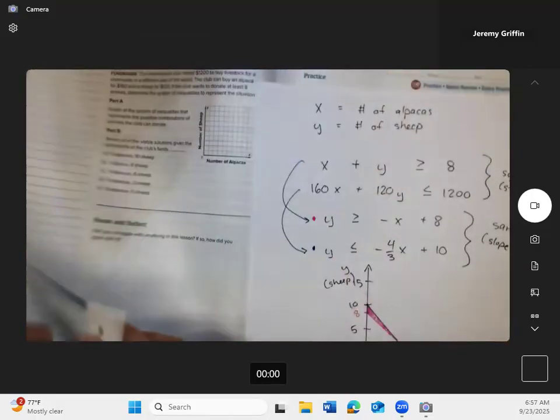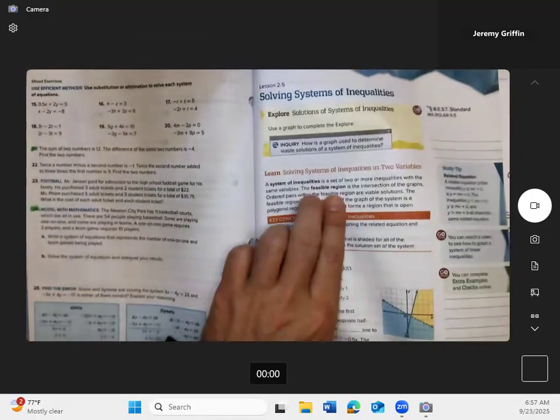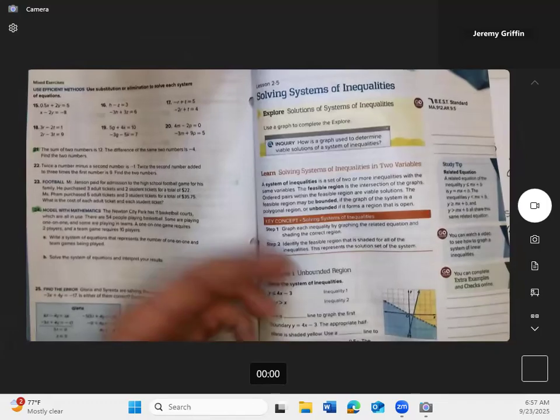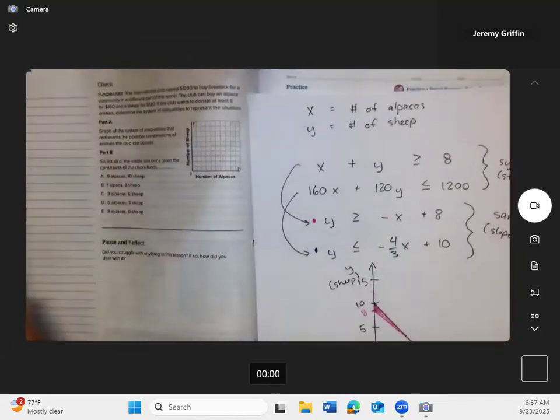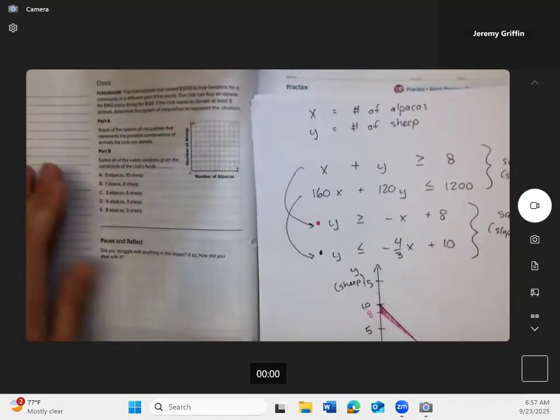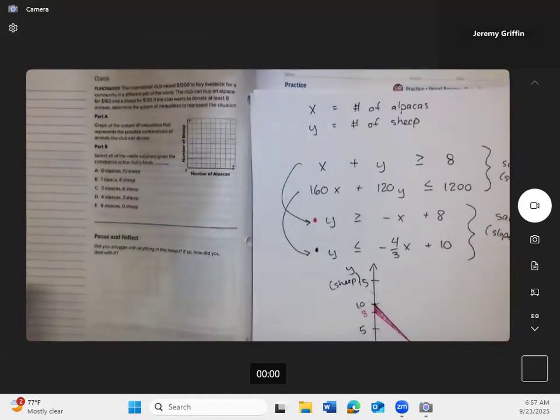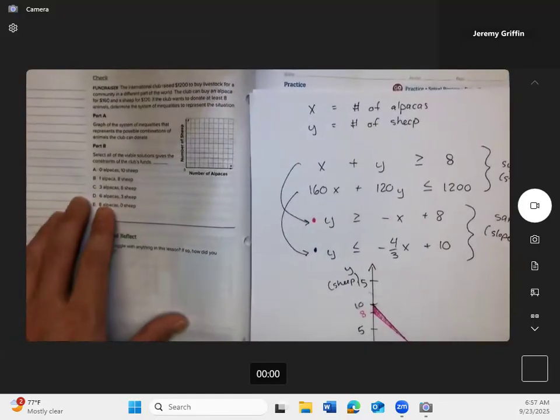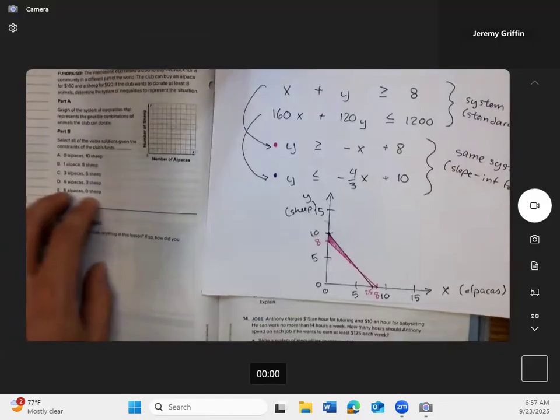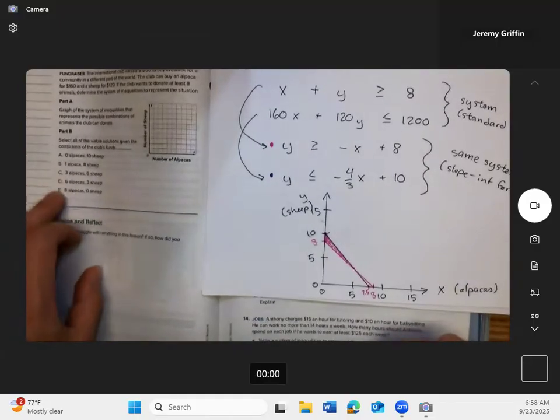Let me double check their terminology. Yes, the feasible region, that's what they're calling it. So the points would be viable. They provide combinations of animals, and they want you to test and see which points are viable. So let's do the same thing. Let's test three of these. Maybe I'll do A, C, and E.